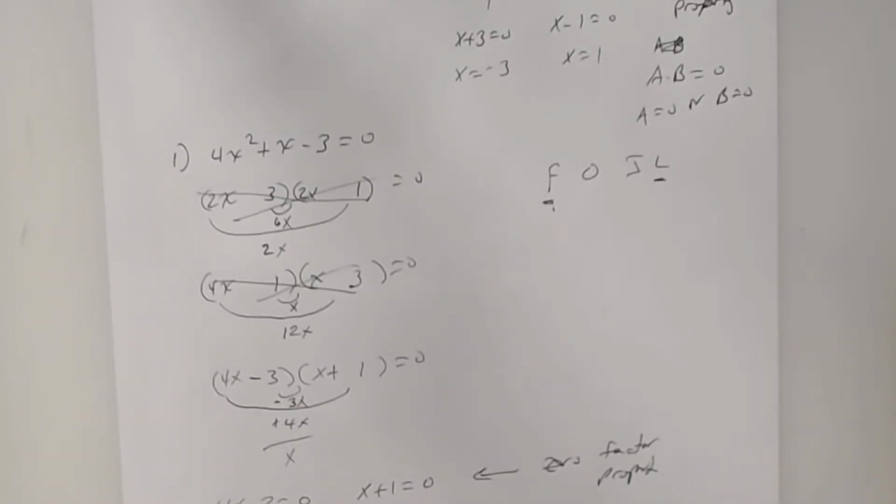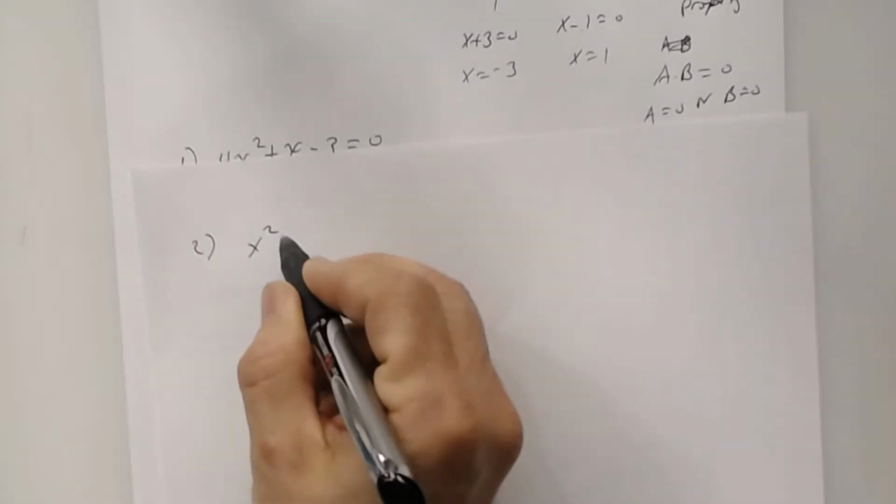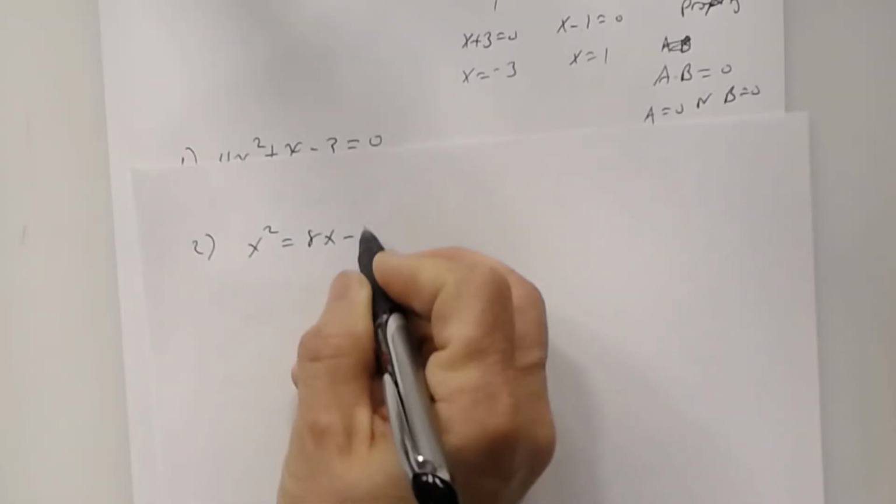All right. So if you know the AC method, you can use it, but also you need to know how to use the trial and error because it does come in handy as well. Are we going to do one on the AC method? No. I'm not doing the AC method. Okay, number 2. X squared equal 8x minus 15.